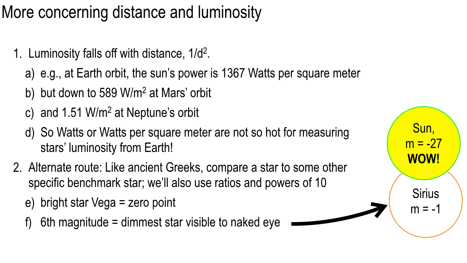Now, if you were the same distance, like 25 light years away from Sirius and 25 light years away from the Sun, the Sun would be looking pretty poky. Okay, the Sun is no great shakes. Sirius is pretty bright, no matter where you look at it from.